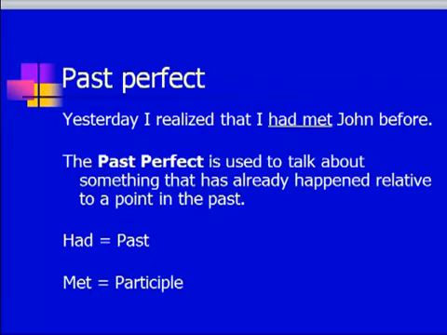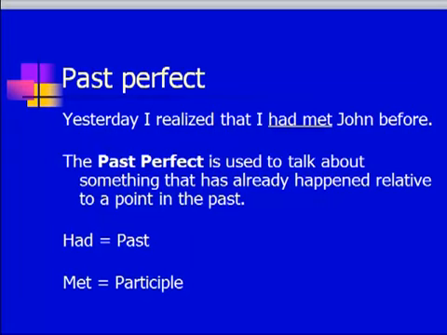Now, of course, if you've got a present perfect form, you also are going to have a past perfect form, and this is formed with the past tense of to have, which is had, together with a participle. An example of this is, yesterday I realized that I had met John before. Now this form is used to talk about something that has already happened relative to a point in the past.